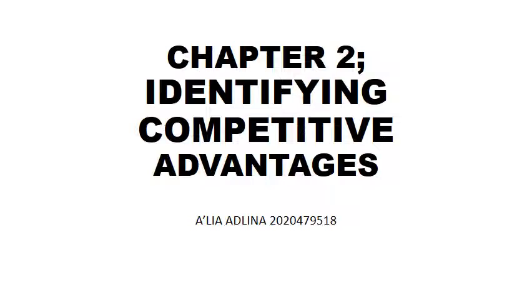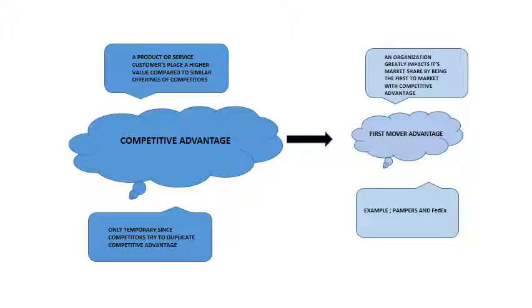Today, I will be talking about Chapter 2 of MGT 315, which is Identifying Competitive Advantages. Competitive advantage is a product or service customers place a higher value compared to similar offerings of competitors. However, it is temporary since competitors may try to duplicate the competitive advantage.